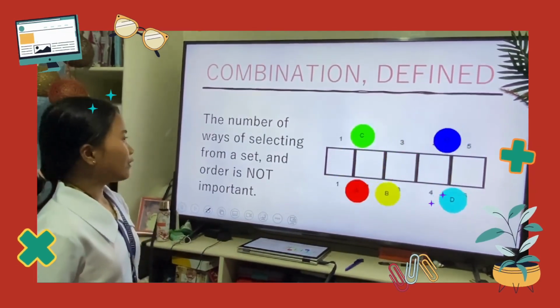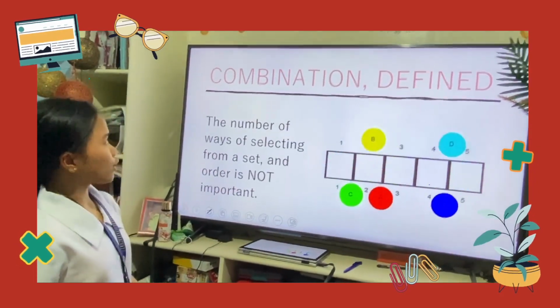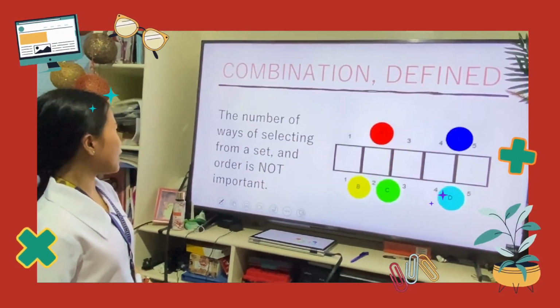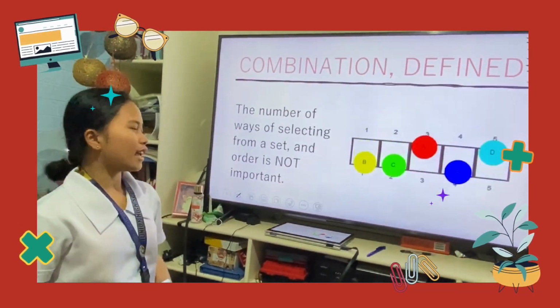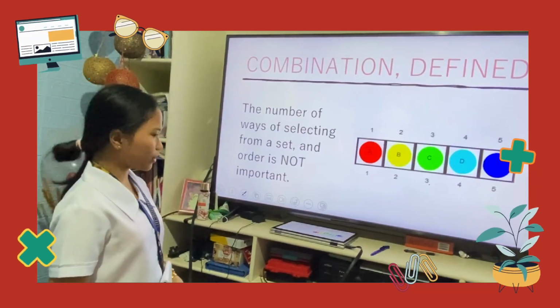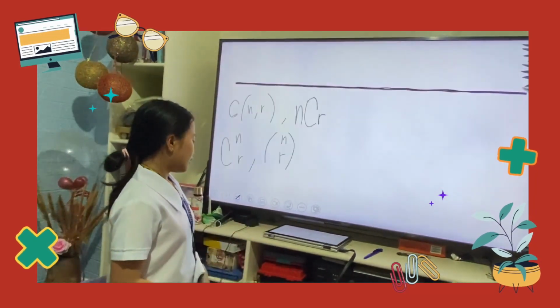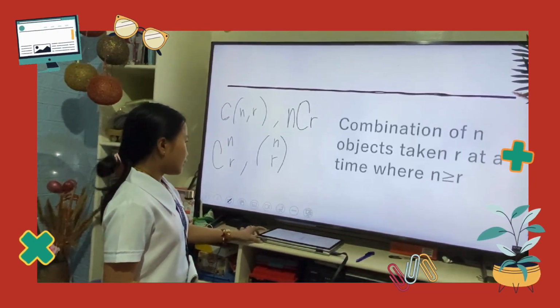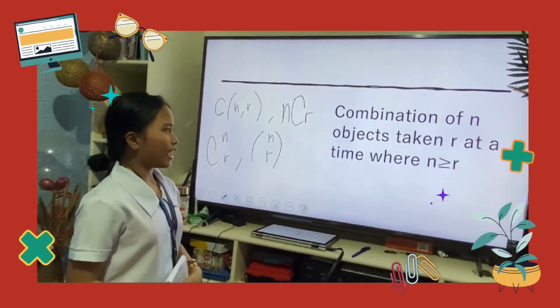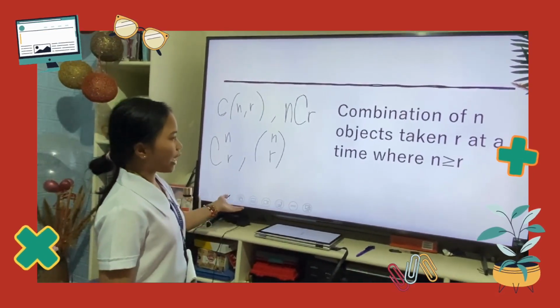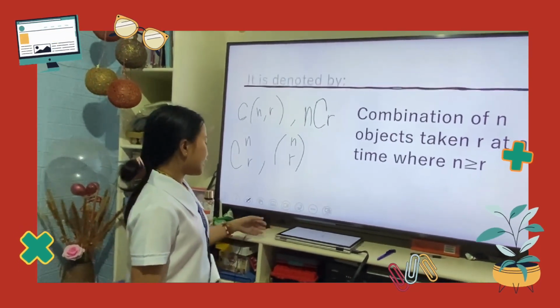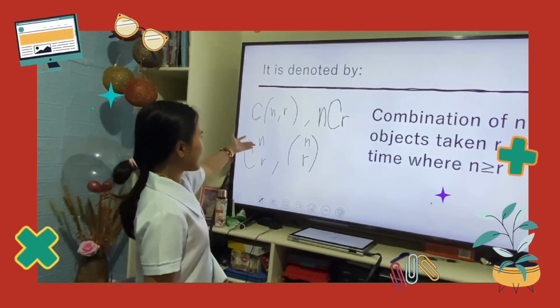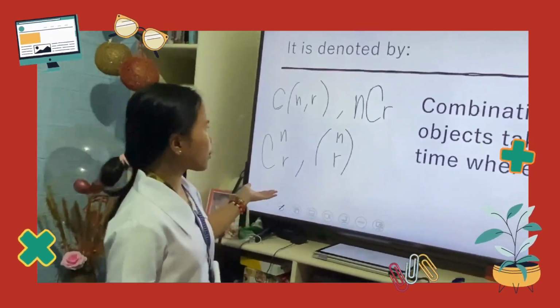So this is the technical definition of combination. So combination refers to the number of ways of selecting from a set, and order is not important. So combination of n objects taken r at a time where n is equal to or greater than r. It is then denoted by these formulas you see on the screen right now.